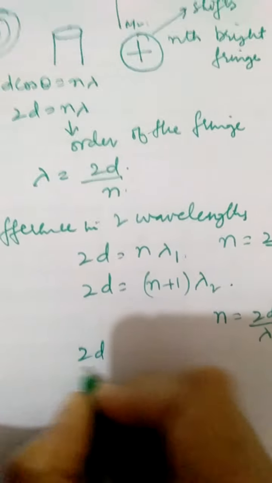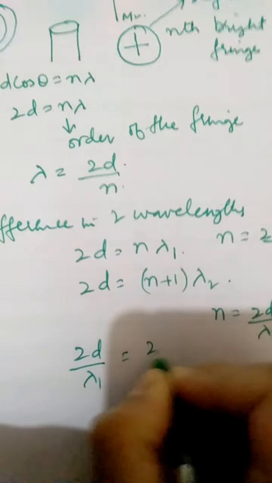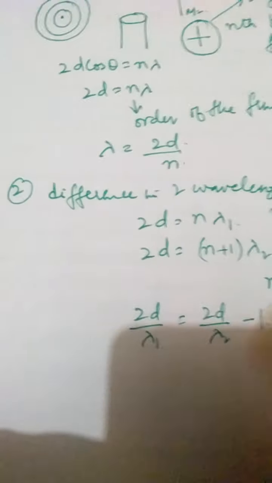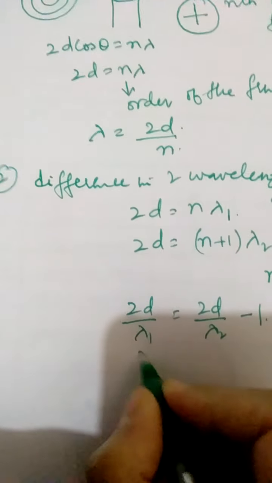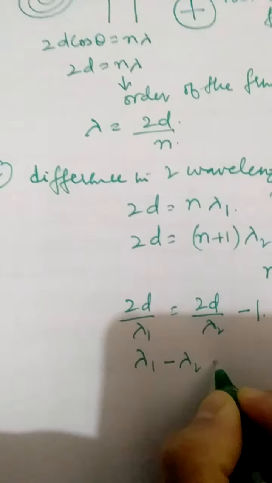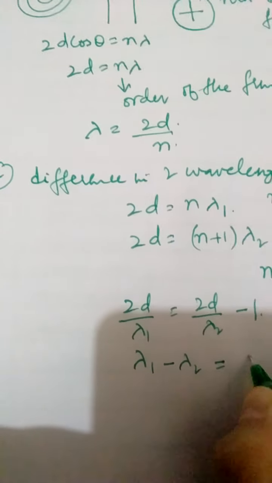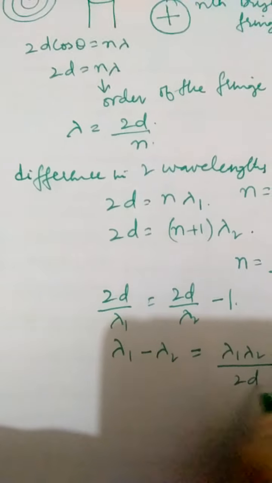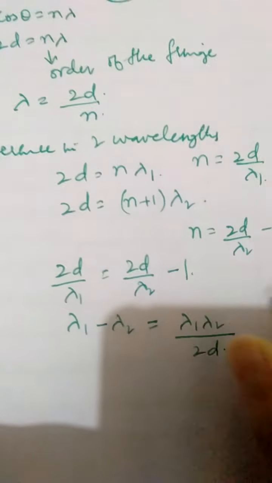This is n, this is n. You can equate them. 2d by lambda 1 is equal to 2d by lambda 2 minus 1. And then if you solve the two, what do you get? You get lambda 1 minus lambda 2 is equal to lambda 1 lambda 2 by 2d, right?